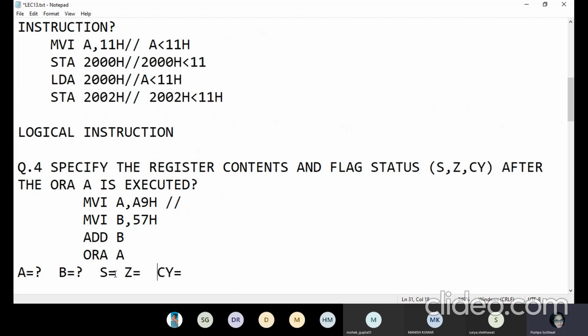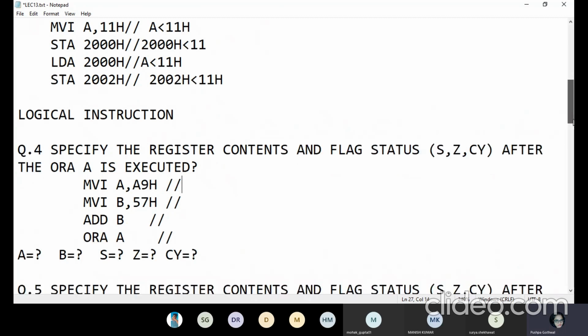Yeah, we need to know the answer for this: sign flag, carry flag, and zero flag. After the execution of this program, what will be the answer? Anybody can give the answer for this? Okay, chalo. We will solve together.